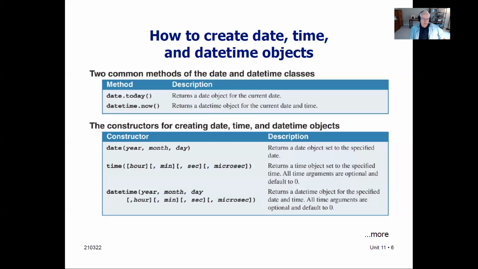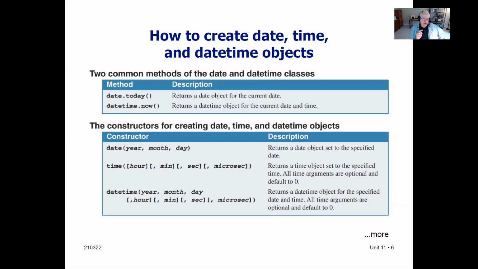So 2 of the most common methods that we are going to deal with throughout the whole unit are date.today from the date class, which returns an object for the current date. Okay, just the current date. Very common in programming. And then there is datetime.now, which is kind of the same but different. Okay, first off, it comes from the date time class, and the now method is going to return a date time object, which is going to include the current time and the current date.